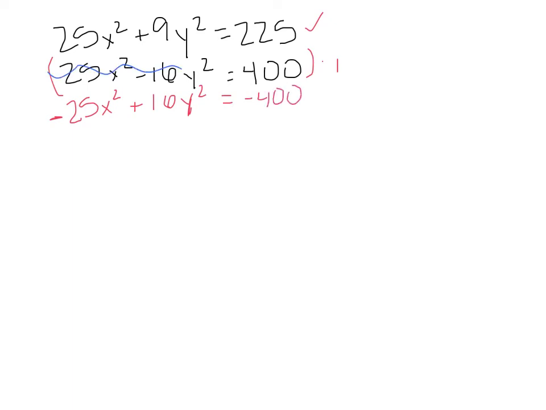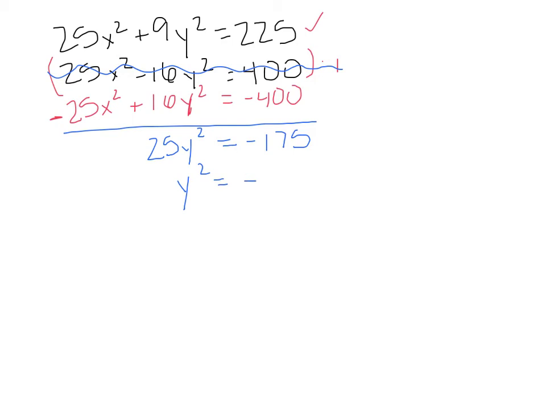Now if we ignore this one for a minute, let's add the two equations that we have left over together. 25x squared and negative 25x squared cancel. 9y squared and 16y squared is 25y squared. And 225 and negative 400 is going to be negative 175. Alright, so now divide both sides by 25. We're going to have y squared equals negative 7.